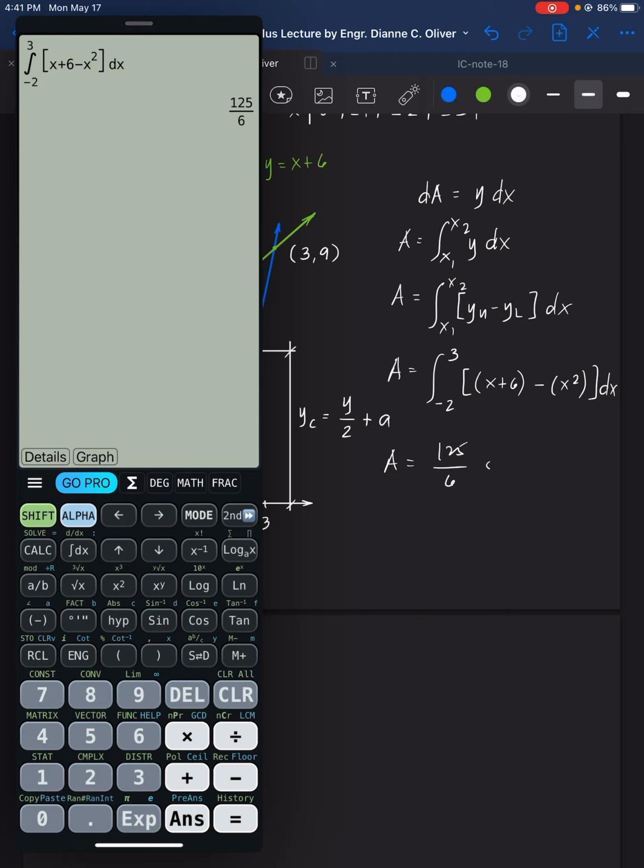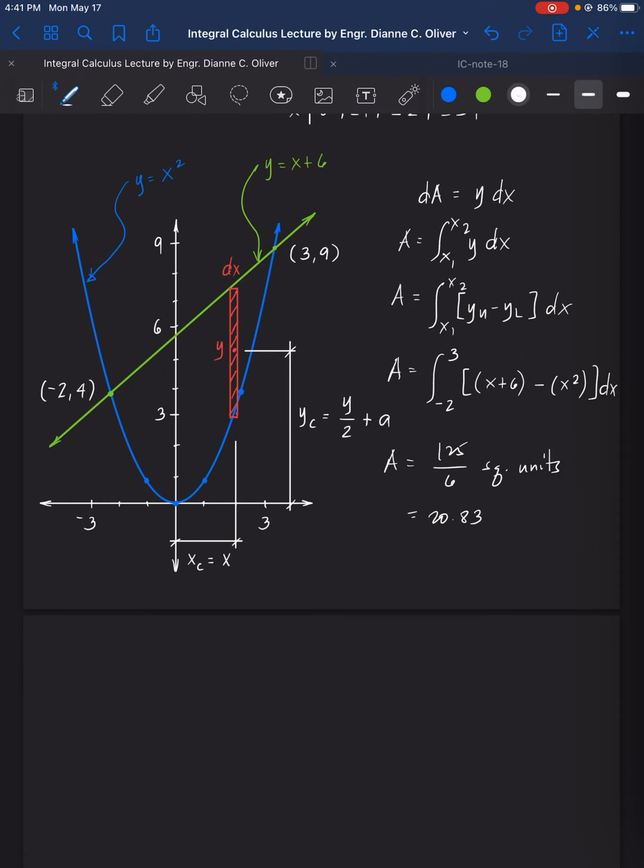So what's good with the fraction is that we will get the exact value. But we can still use 20.83 as the answer, though there will be a discrepancy on the decimal points, and that's still okay. So we get the area.